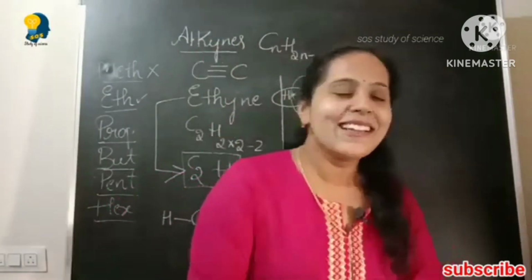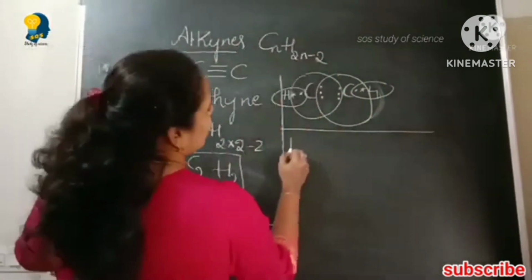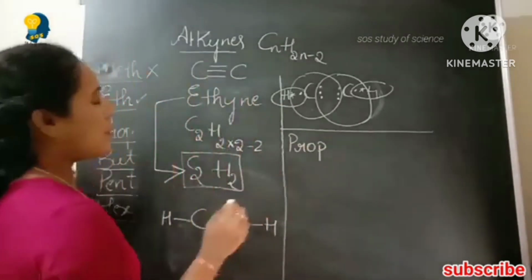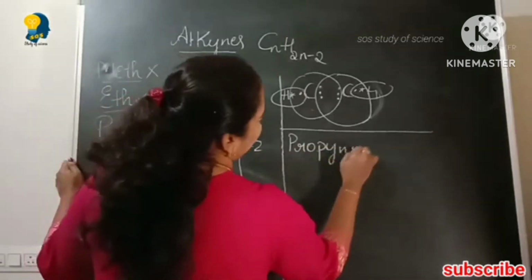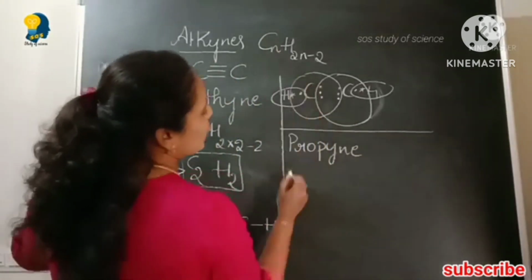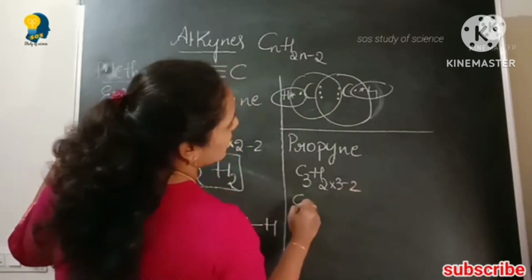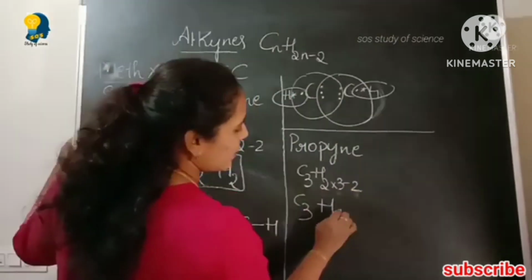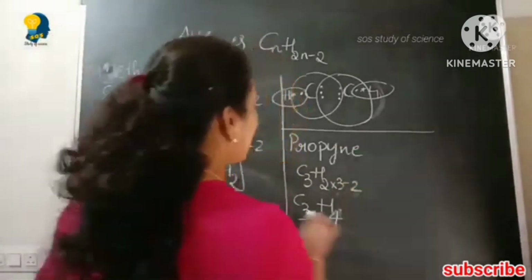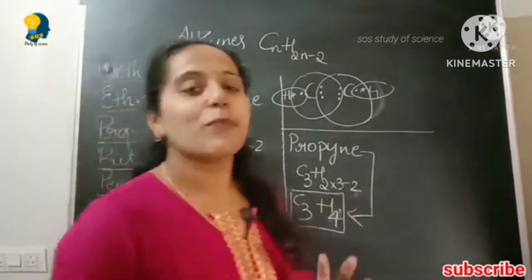Hope you got it. So next, let me start with the next one, the third one, which is the second member under alkyne. The second member under alkyne is prop plus yne, propyne. Prop is the third member under word root, so n equals 3. C3H2n minus 2: 2 times 3 is 6, minus 2 is 4. So C3H4 is the molecular formula for propyne.